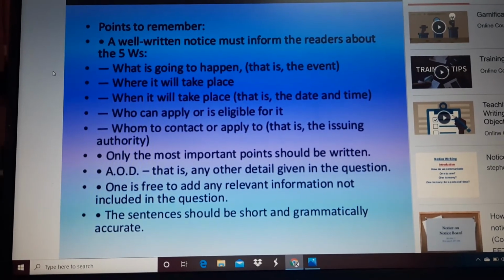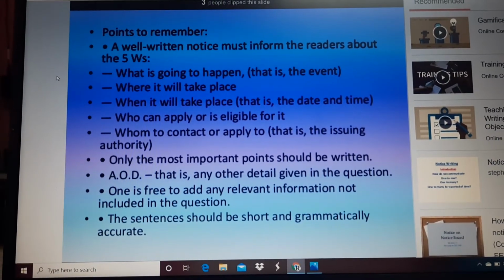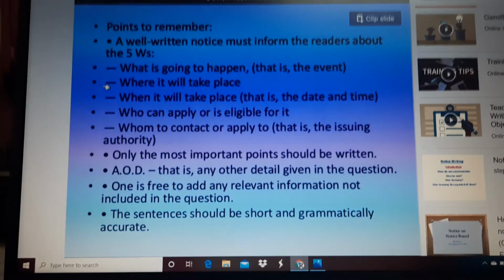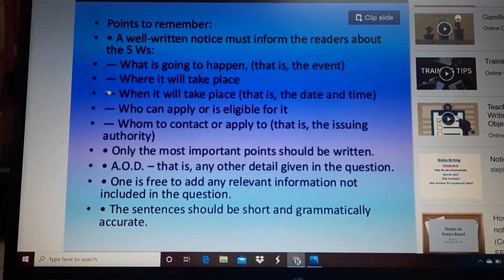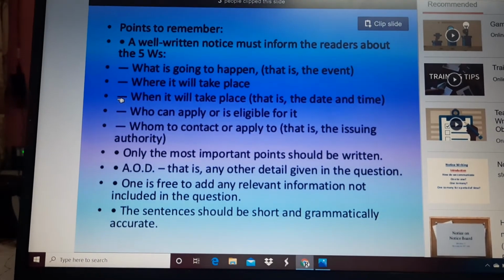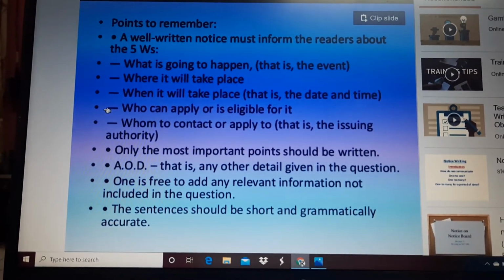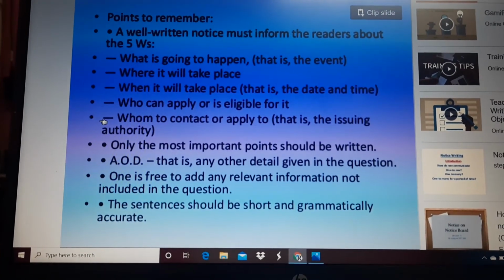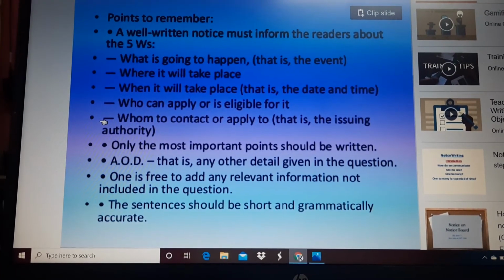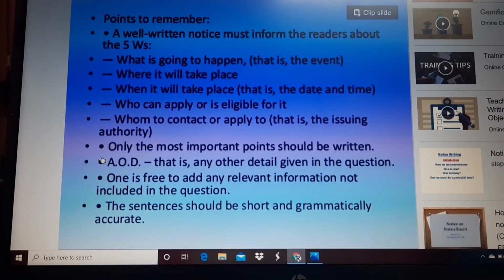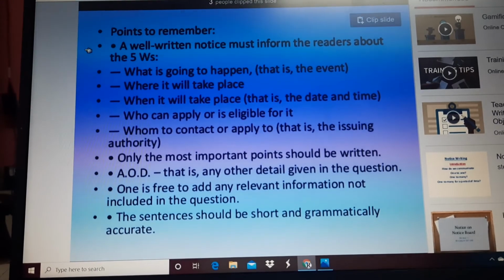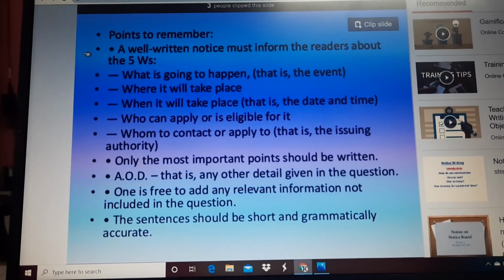So children, what are the 5 points? Number 1, what is going to take place? That is the event. 2, where it will take place, the venue. Number 3, when it will take place, the date and time. Number 4, who can apply or is eligible for it. And number 5, whom to contact or apply to, and then any other detail. Is it clear, children? You must keep all these 5 points in mind when you write a notice.